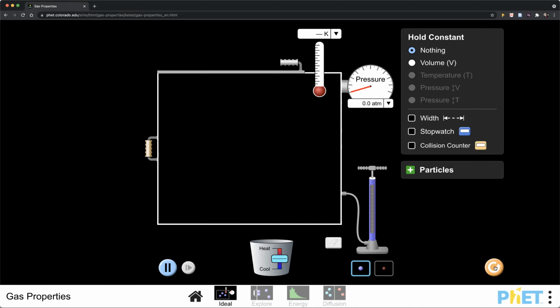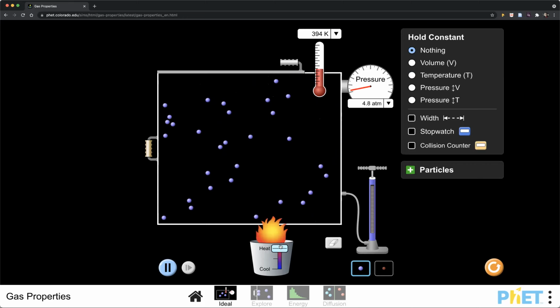Okay, let me start this over with a fresh batch. Give it a moment. Okay, now we're going to actually play with the temperature. We're going to heat up this container.